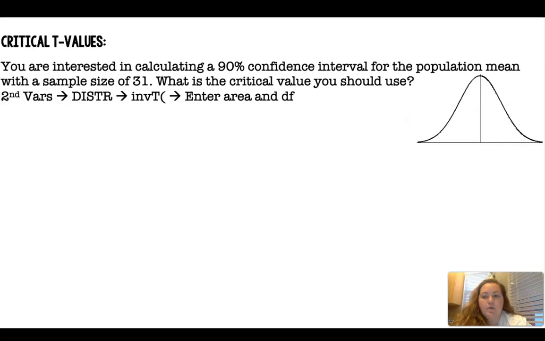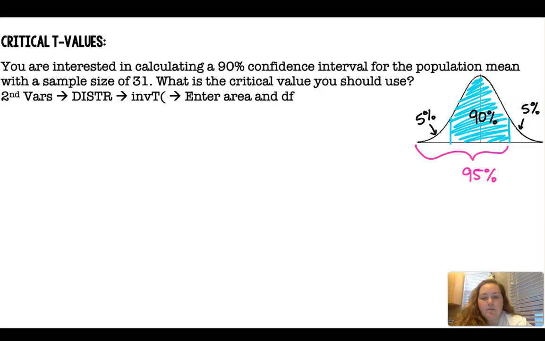Critical t values. You are interested in calculating a 90% confidence interval for the population mean with a sample size of 31. What is the critical value you should use? When working with t-distributions, we have to find degrees of freedom, abbreviated df. With a 90% confidence interval, that leaves 5% on either side. Degrees of freedom is always n minus 1, so it would be 30.